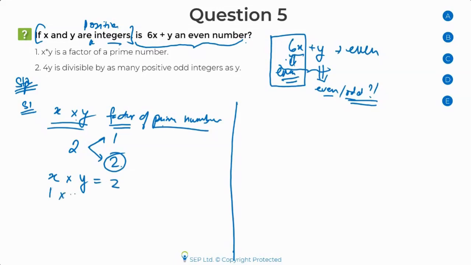But there's another possibility that x is 2, y is 1. And that is enough for me to make my inference. I don't need to take any more prime numbers. If you want, you can take it. But the moment you get contradictory answers, that is the moment where you will stop.